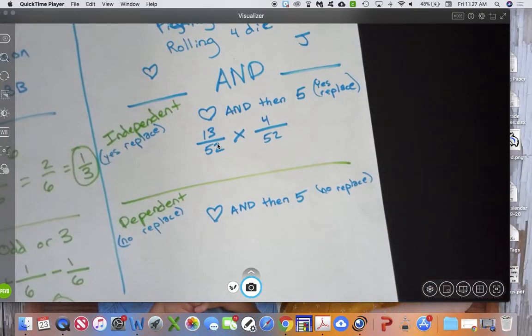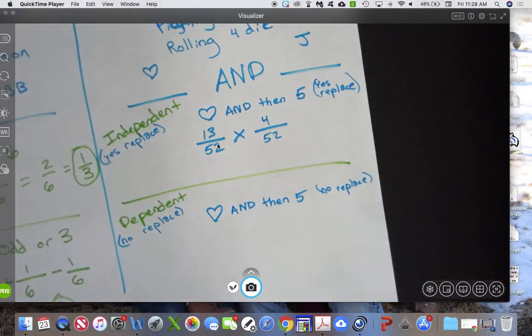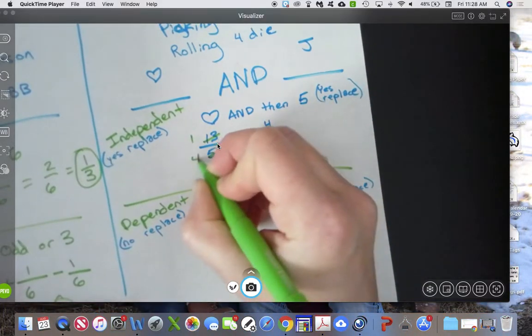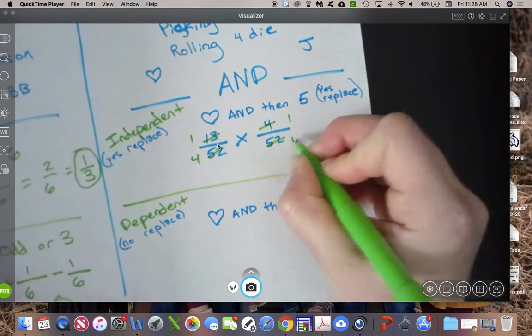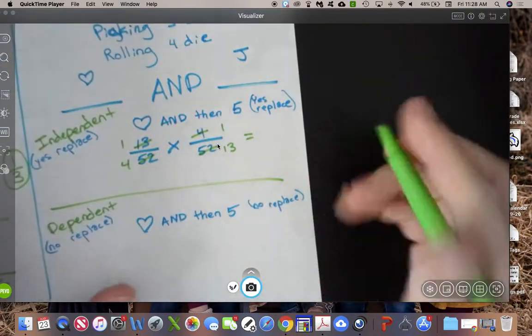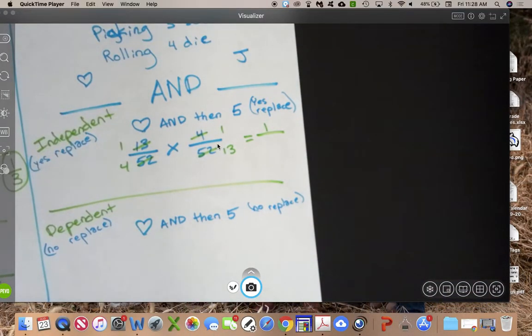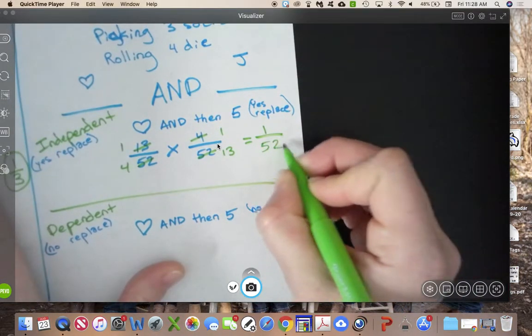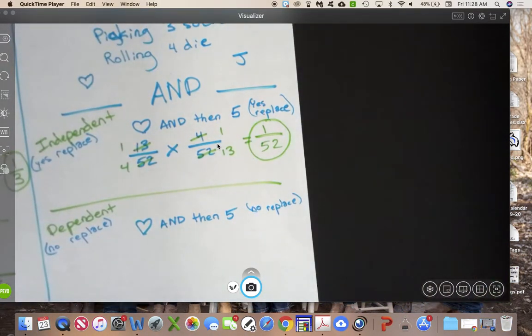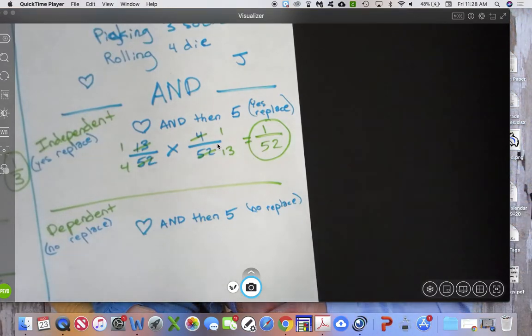Why are we multiplying? Because it's and, we're doing two things. Okay, so 13 out of 52 is 1/4. 4 out of 52 is 1/13. If we multiply those together, 1 is the top number. 4 times 13 is 52. Right? Yes? 52. There we go.